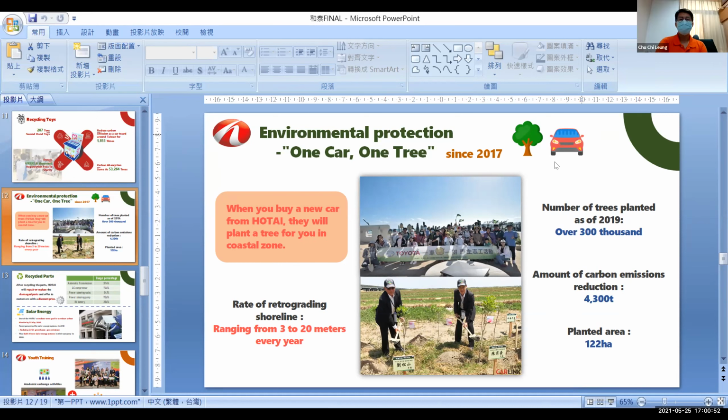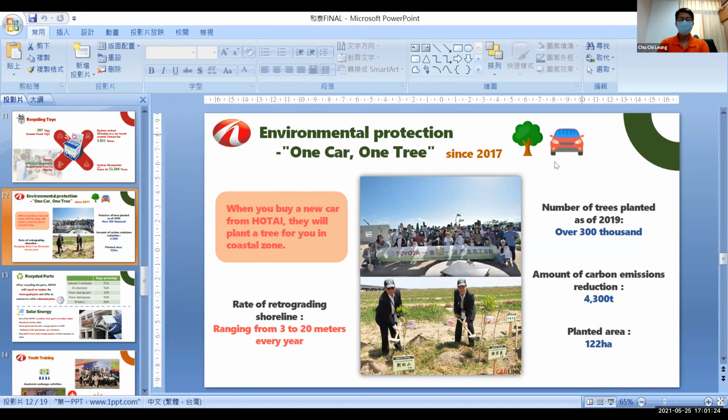Thank you for letting me follow up on the question on this one. Basically, on the one car, one tree, the Hetai make it explicit to the customer that when they buy a car, there will be one tree planted in their name, basically. Yes. Are they doing this so that they make sure the customer knows about it? Yeah, the customer will know that.